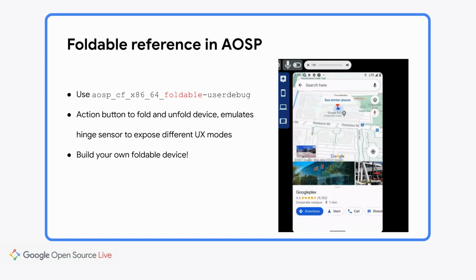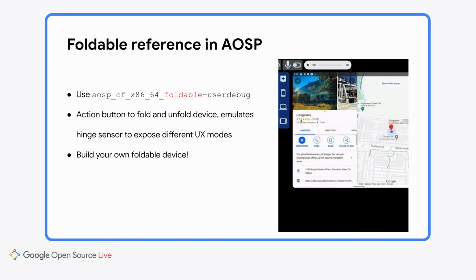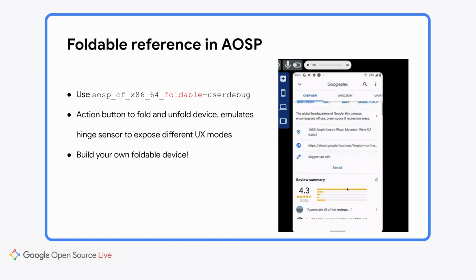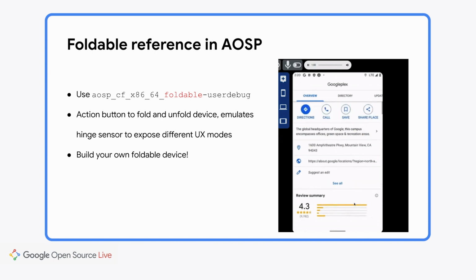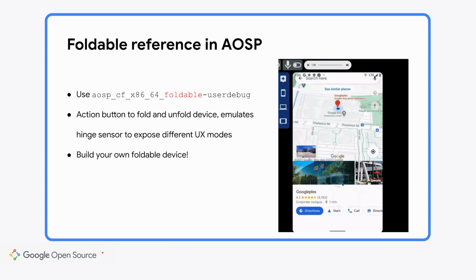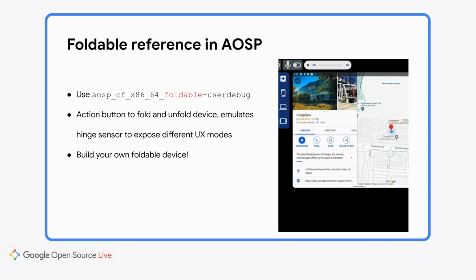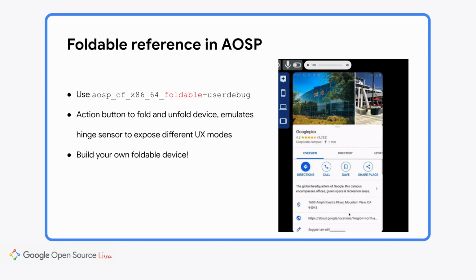So if you want to go into those files and change the hinge location or the sensitivity of the hinge, or the point at which the transition starts for your hinge, or the screen sizes of your different displays, that's all something you can change in AOSP, and it will be reflected immediately in the Cuttlefish virtual device when you use the foldable target. So definitely something to check out.